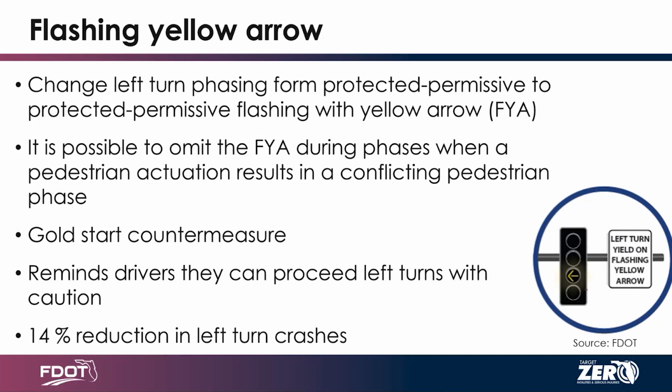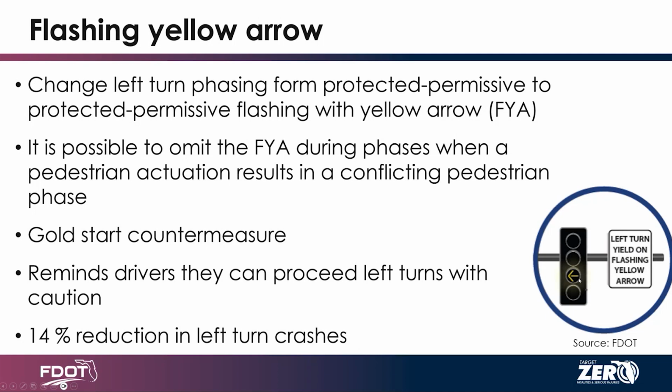Flashing yellow arrow is also relatively new within the nation and the state of Florida. And so you change the left turn phasing from protected permissive to protected permissive with a flashing yellow arrow. Instead of the 5-section signal head with the green permissive ball, you have generally a 4-section signal head with this flashing yellow arrow.